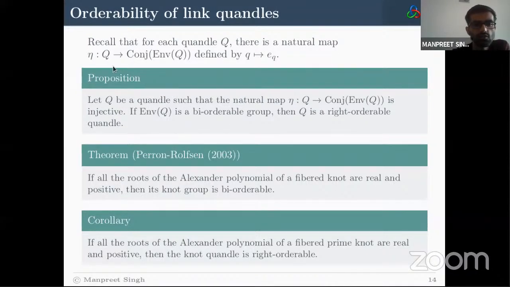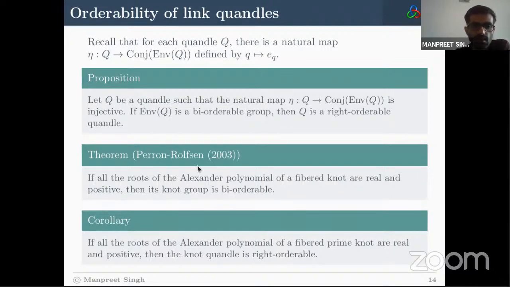Recall that we have seen that there is a natural map from quandle Q to its enveloping group, which is basically a quandle homomorphism. Here is an interesting observation. Let Q be a quandle, and if we assume that the natural map from the quandle to its enveloping group is injective, and we also assume that the enveloping group is a bi-orderable group, then the quandle Q is a right-orderable quandle. This one can easily check.